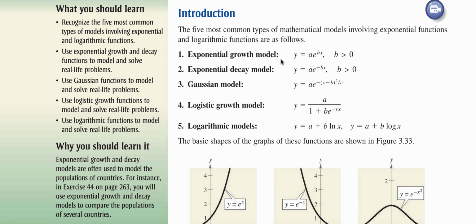Number 1, exponential growth, exponential decay, the Gaussian model, which is very important in probability and statistics, logistic growth model, and logarithmic models. So that's where we're going to focus our time today.